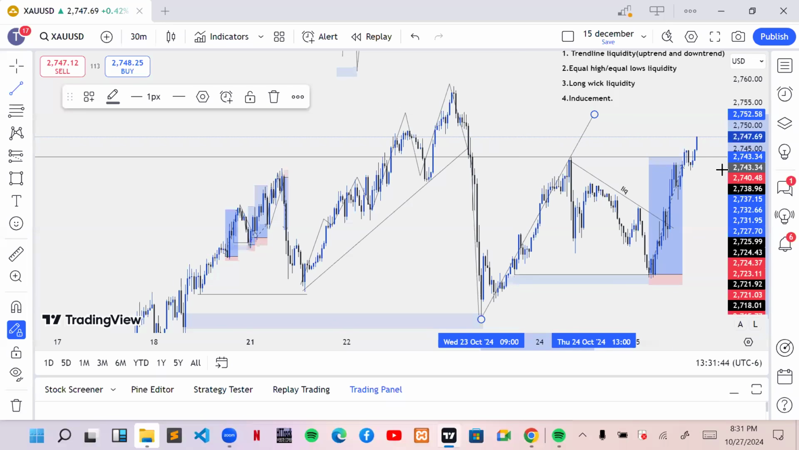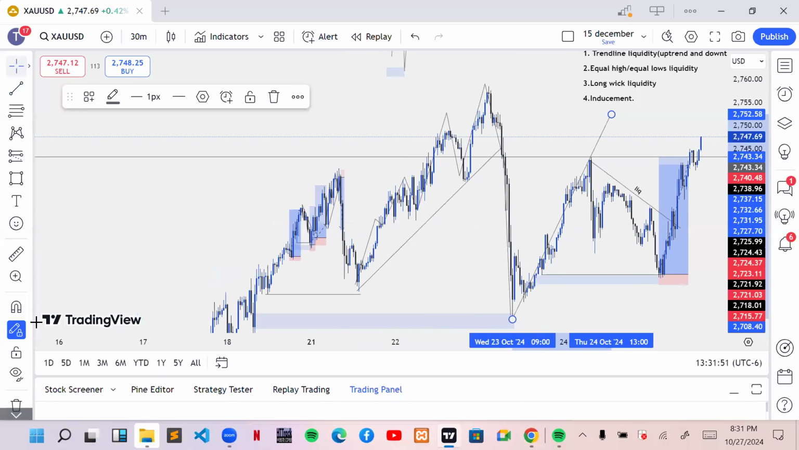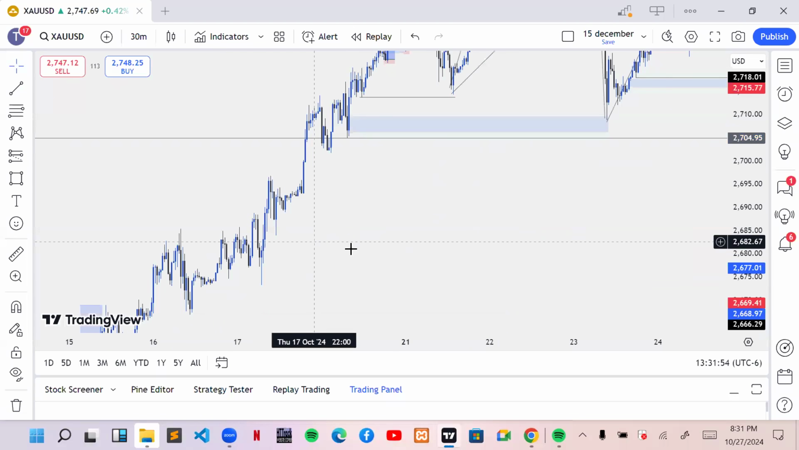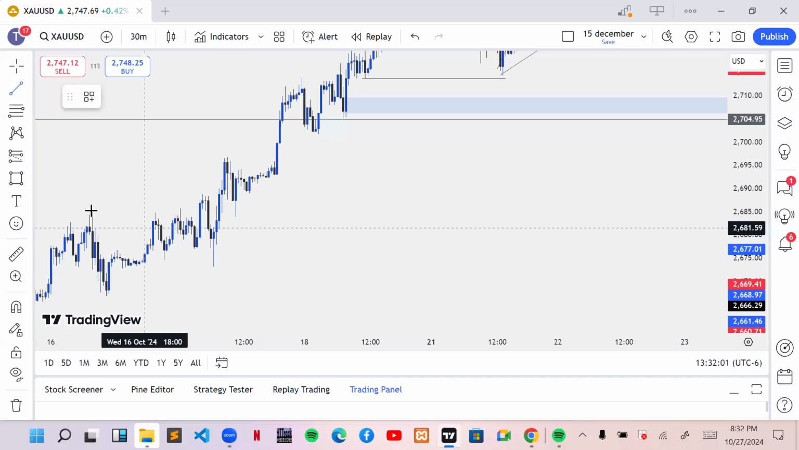Same thing as market having an equal high or an equal low. Whenever there's an equal high in the market or an equal low, it means there's liquidity laying there. It means that eventually the price will come out and take out that zone in the market. I think I can spot an equal high here.